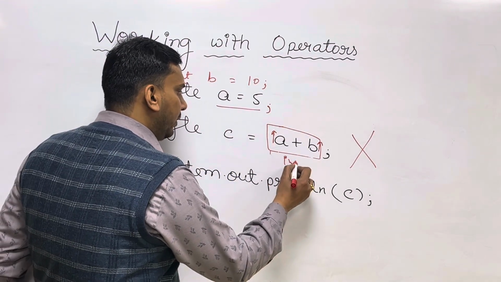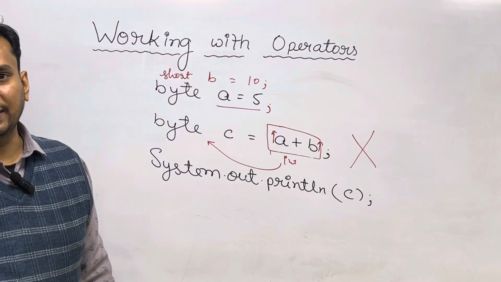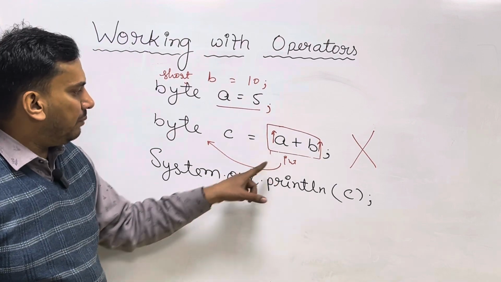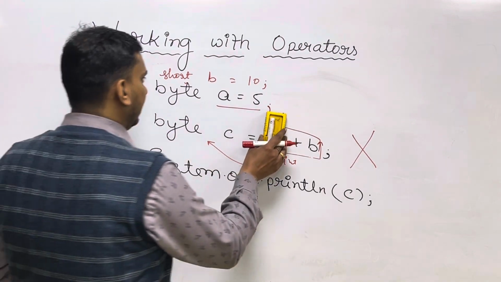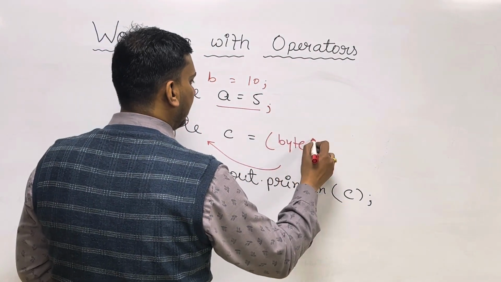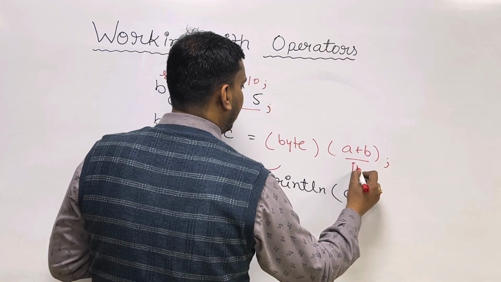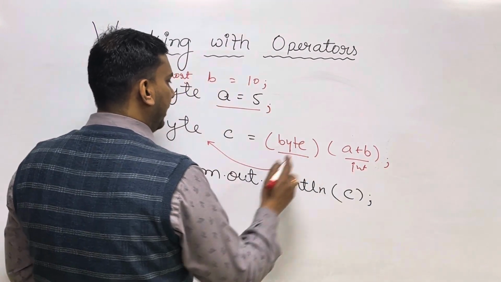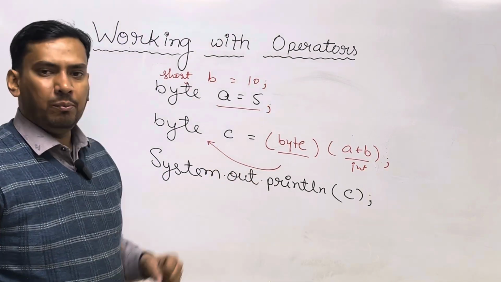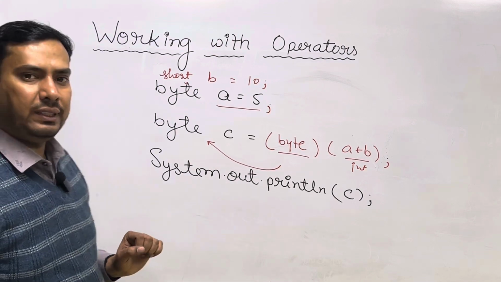So the result is int, and now we are going to assign the int to byte. Int to byte is narrowing, so it has to be done explicitly. You cannot compile this code, it will give you a compilation error. Why? Because it has to be written like this: a plus b will give you int, and this int has to be typecast to byte, and then it can be stored into the byte variable. So this is the rule of type conversion.